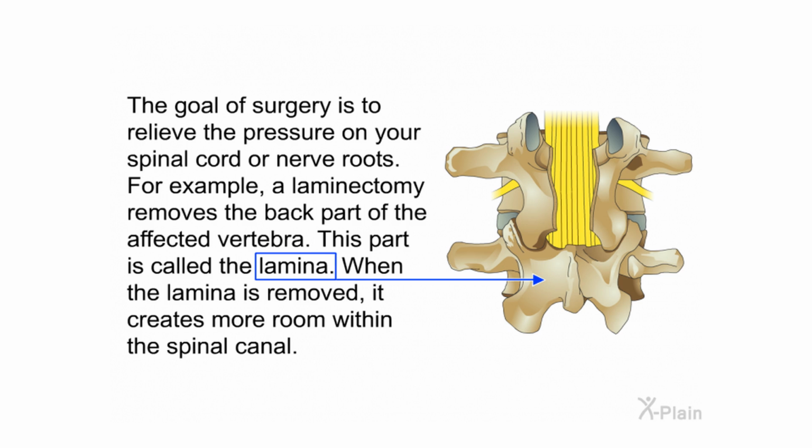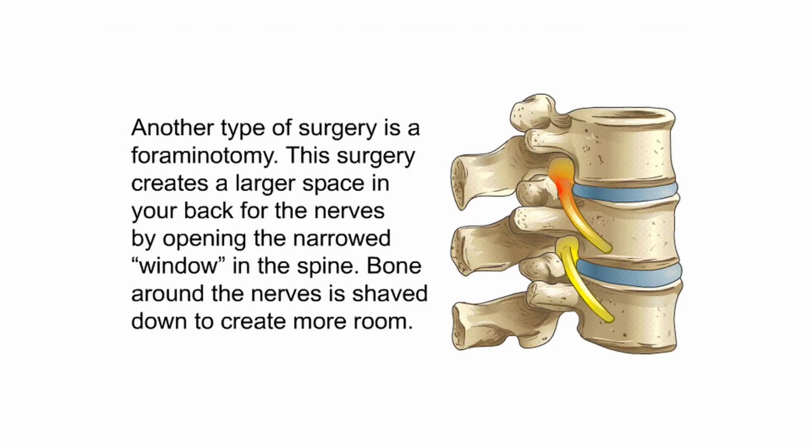For example, a laminectomy removes the back part of the attached vertebra. This part is called the lamina. When the lamina is removed, it creates more room within the spinal canal. Another type of surgery is a foraminotomy. This surgery creates a larger space in your back for the nerves by opening the narrowed window in the spine. Bone around the nerves is shaved down to create more room.